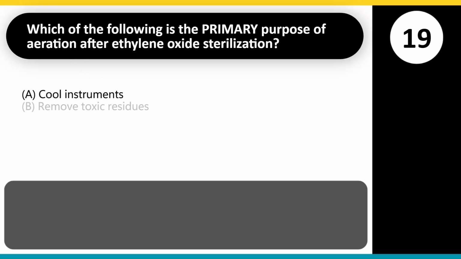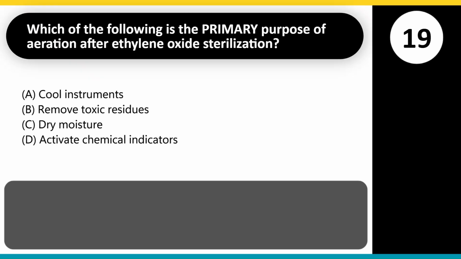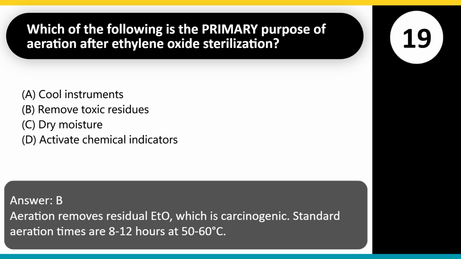Which of the following is the primary purpose of aeration after ethylene oxide sterilization? A. Cool instruments. B. Remove toxic residues. C. Dry moisture. D. Activate chemical indicators. Answer, B. Aeration removes residual ETO, which is carcinogenic. Standard aeration times are 8 to 12 hours at 50 to 60 degrees Celsius.